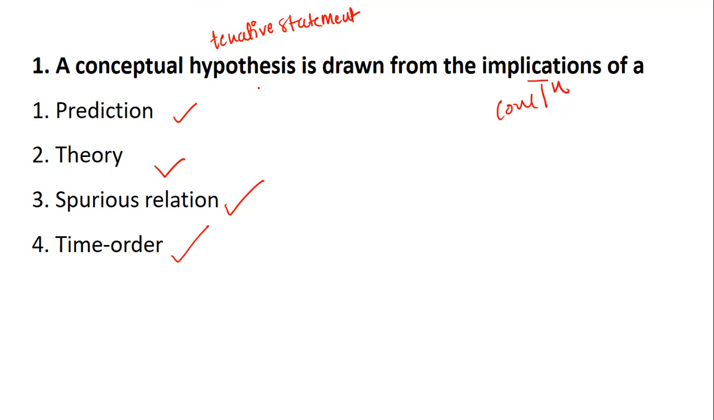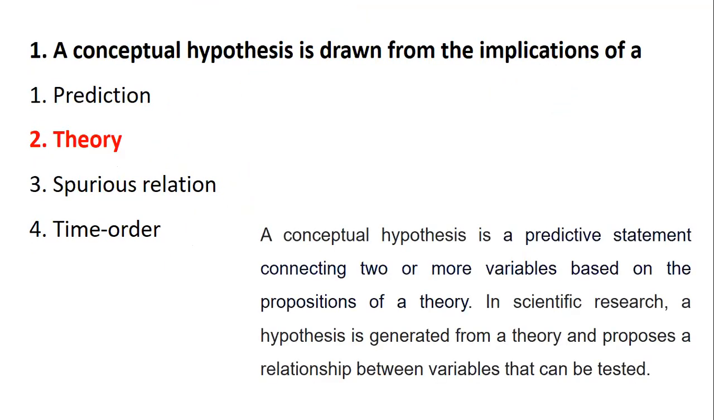Whenever we draw this tentative statement and draw the conclusion from it, it is based on something called theory. A conceptual hypothesis is nothing but a predictive, tentative statement which connects two or more variables, based on the prediction or proposition of a theory. In scientific research, a hypothesis is generated from a theory and proposes a relationship between variables that can be tested. So whenever we draw a conceptual hypothesis, the conclusion is drawn with the help of theory. So theory is the right answer.